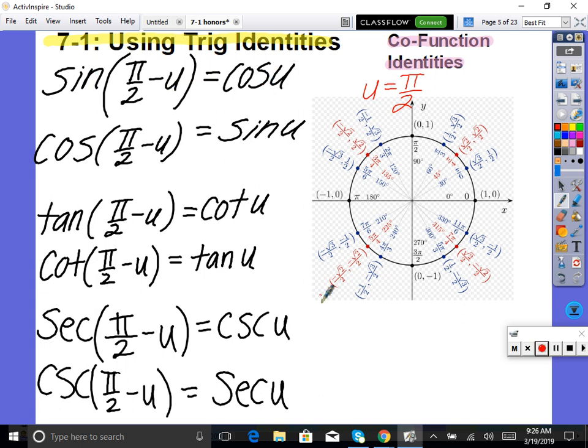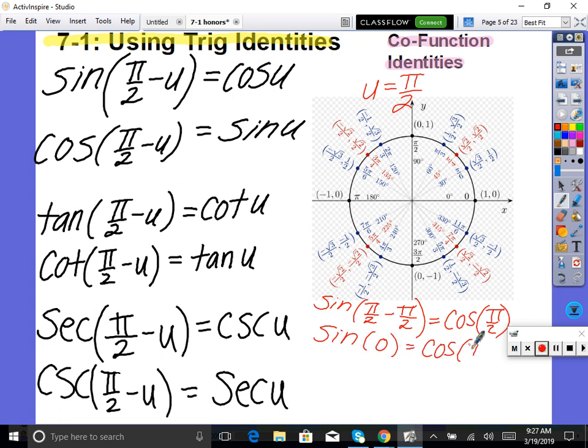So let's plug in our u of pi halves. That would be sine of pi halves, and then u is pi halves, so minus pi halves, and we're told this should come out to be equal to cosine of pi halves. Isn't that what this true statement says? Well, then that says that sine of 0 will be equivalent to cosine of pi halves. Let's calculate that and see if that really works.